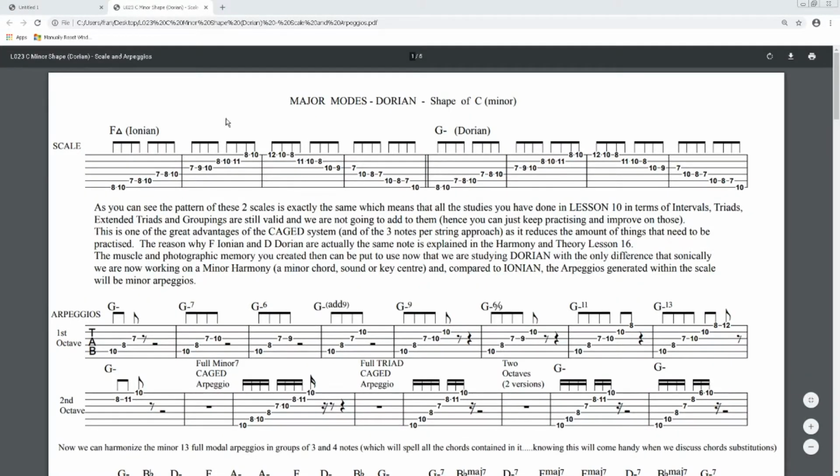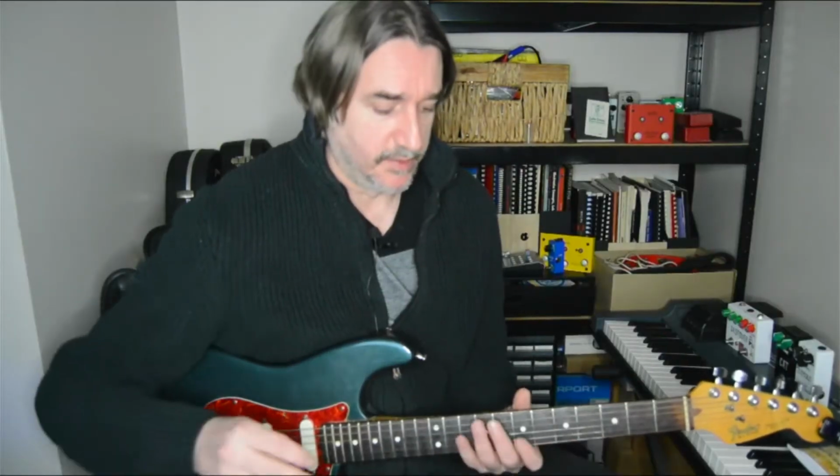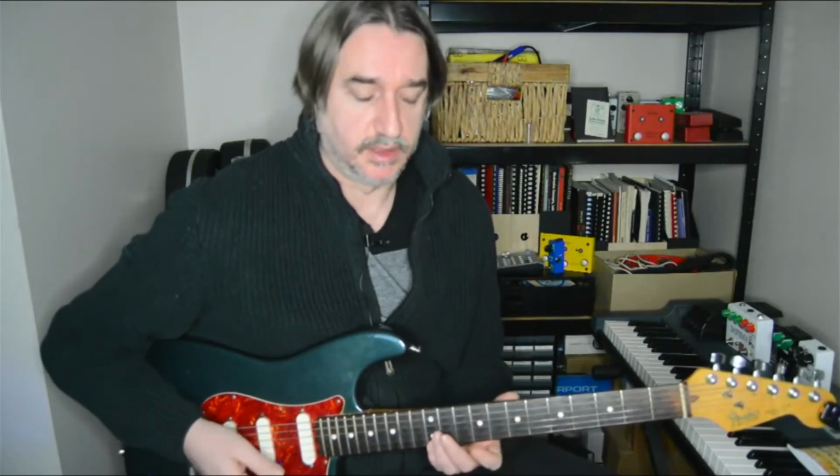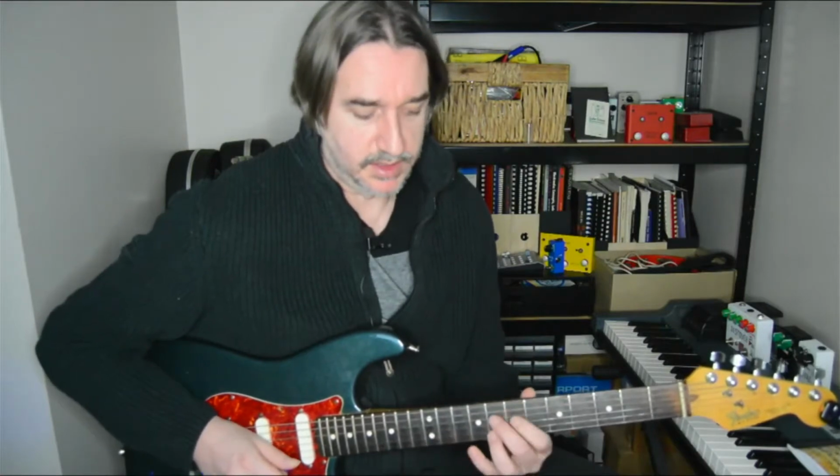One thing that we need to consider straight away, make sure you download the PDF so you can follow what I'll be discussing. So the PDF looks like this, and as usual, the first thing that I like to point out is that in this case, I'm doing it in the key of G. G Dorian and F Ionian are the same thing, so they are the same notes. If I look at the scale, this is the scale for F Ionian in this particular shape, and this is G Dorian, because this is G minor.